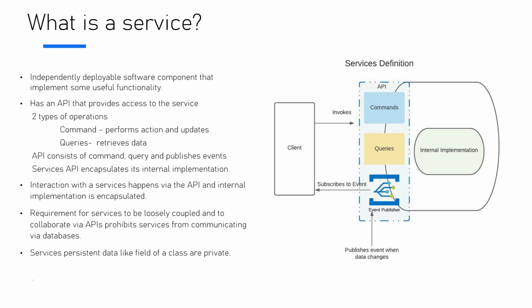A service's persistent data is like the private fields of a class. So if a service needs to use data, it will likely have its own private database, and that's the way we leave it.